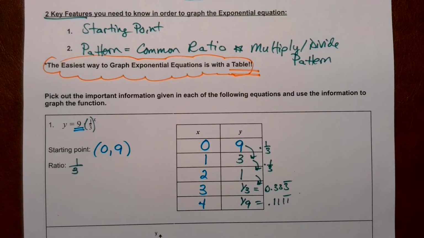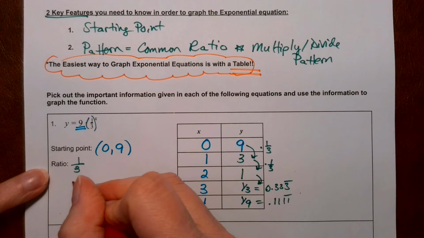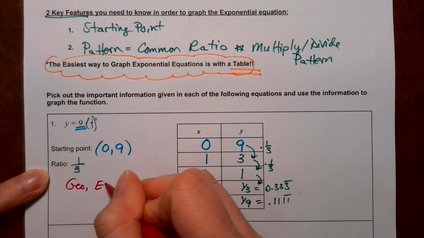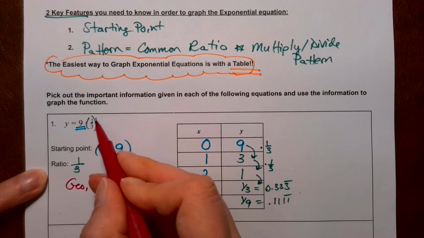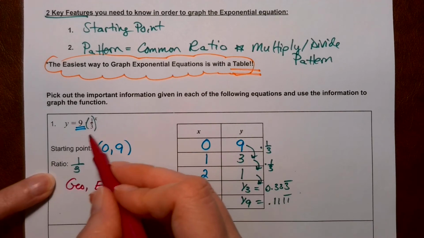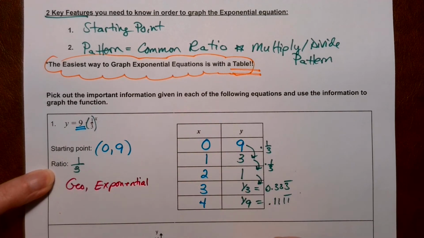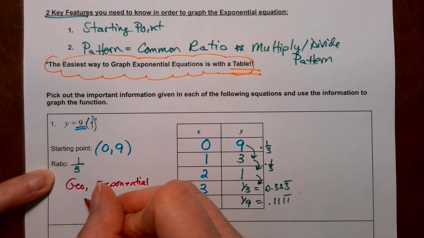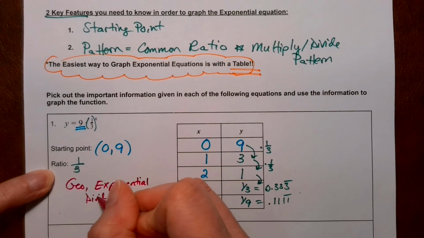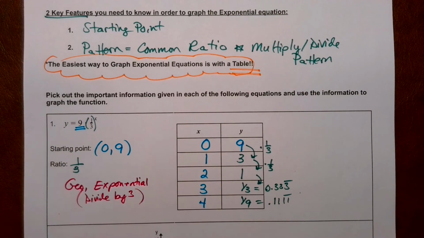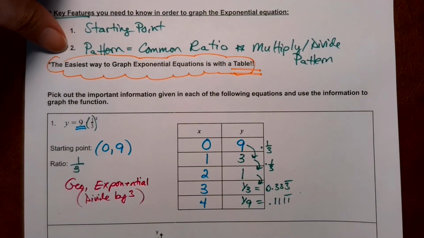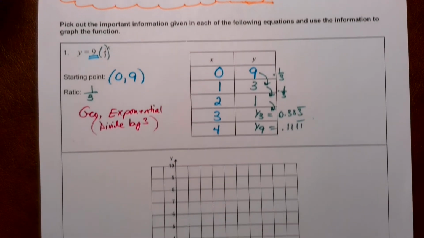I notice that it's geometric. It's exponential, because it's got an exponent. It's got a divide pattern here. The divide pattern is divide by 3, or 1/3. Let's go draw a nice curvy exponential graph.